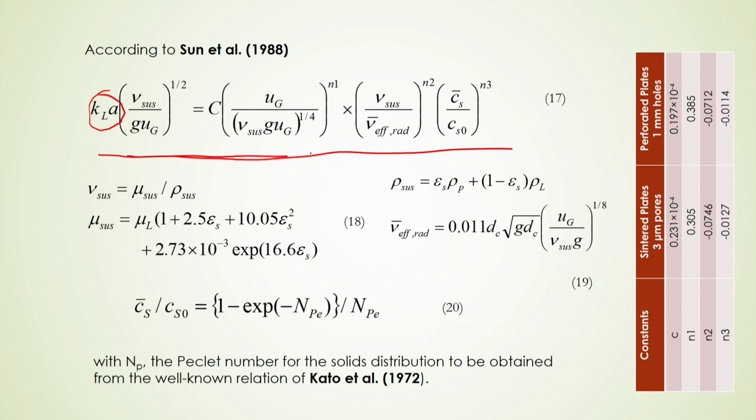So, this empirical correlation, equation 17, also will be used to calculate the mass transfer coefficient in terms of the concentration of the solid, the kinematic viscosity of the suspension, and the gas velocity. The effective kinematic viscosity of the fluid can be calculated by equation number 18. And here N3, N2 and N1 are coefficients that can be obtained from the table. This data is given here.